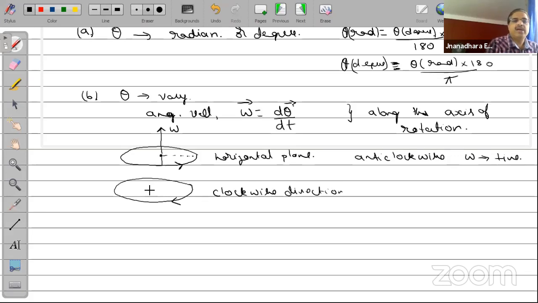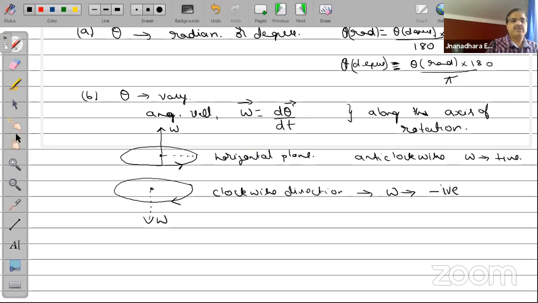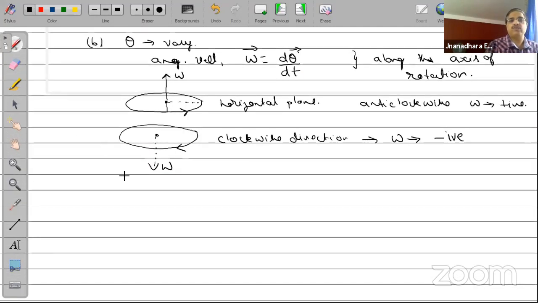Same way, if I have the circular motion where the motion is along the clockwise direction, then omega will be along the axis of rotation. Omega will be downward now. In both cases it's along the axis, one upward, the other downward. So since it's clockwise, omega is taken as negative. Very important idea. Please make a note of this and keep it with you.